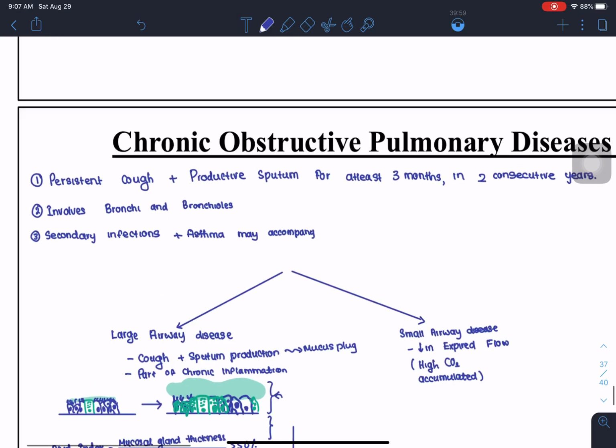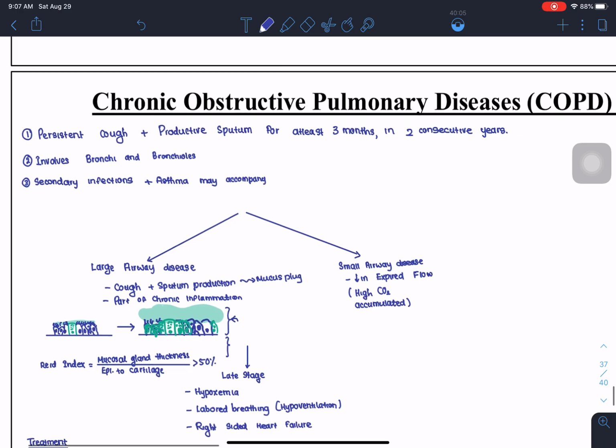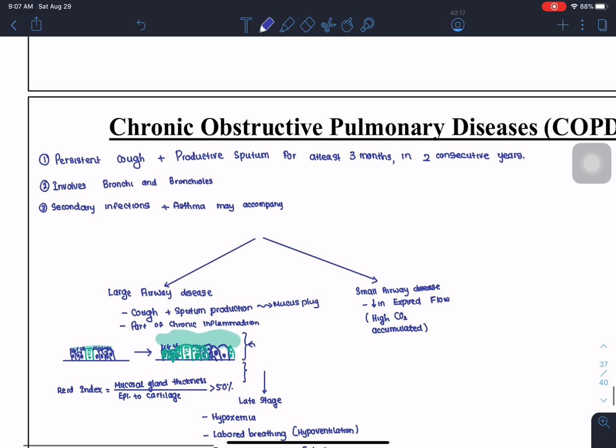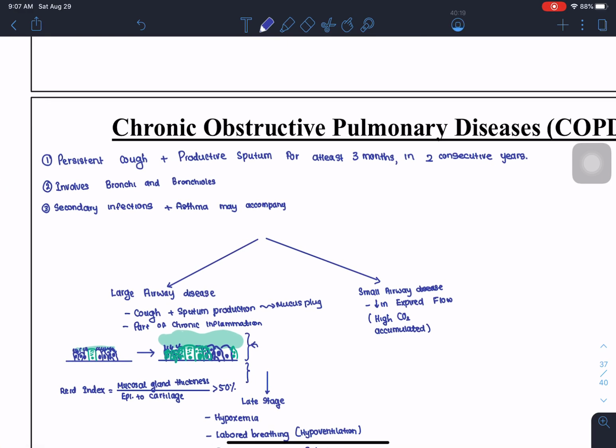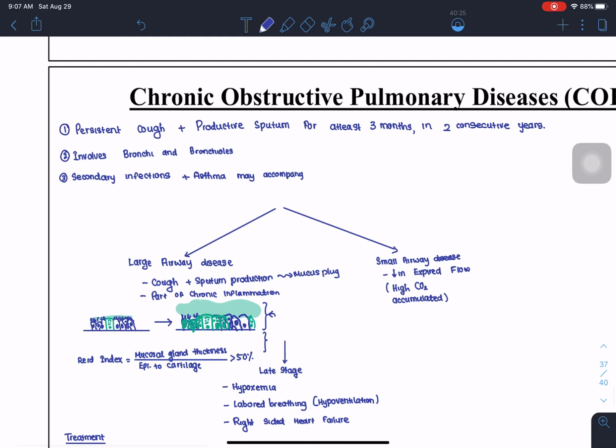The other way you do it, without invasive methods, is the patient must have persistent cough, mild to moderate cough, and that produces sputum for at least 3 months in 2 consecutive years. So let's say 2018 and 2019. So that patient has had coughing and sputum production continuously for around 6 months each year.